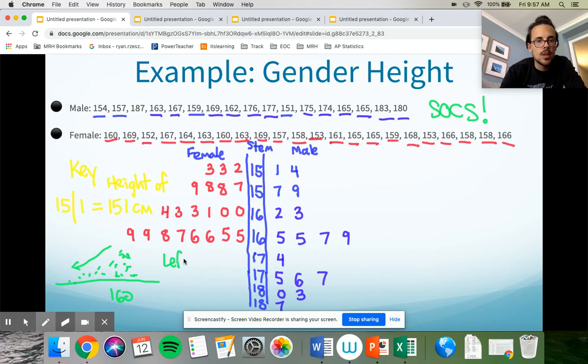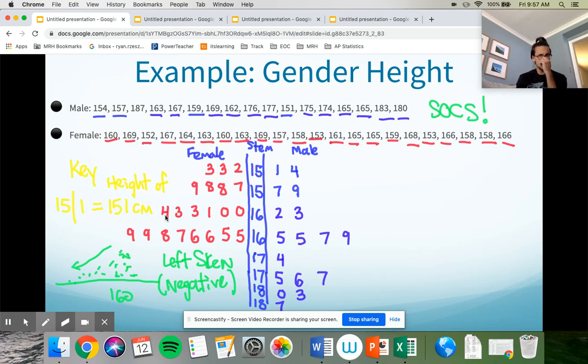Or another way of saying that, what you'll sometimes see is you'll talk about a negative skew to the data set. It's skewed towards negative numbers. Okay, so that is the shape for the female distribution. The males, on the other hand, are a little bit trickier to analyze. I would argue that this shape right here is roughly symmetric.